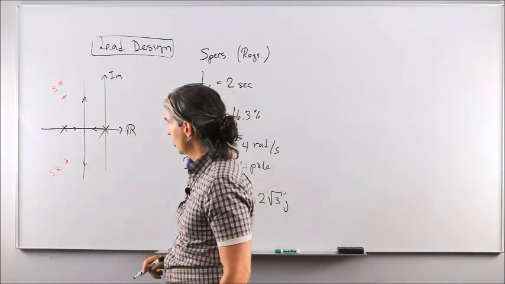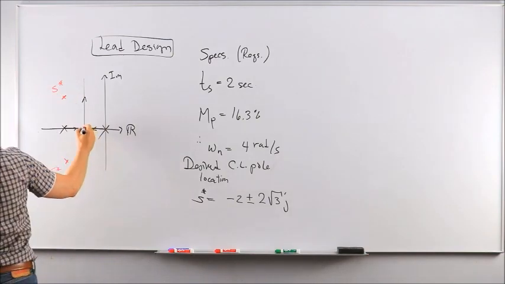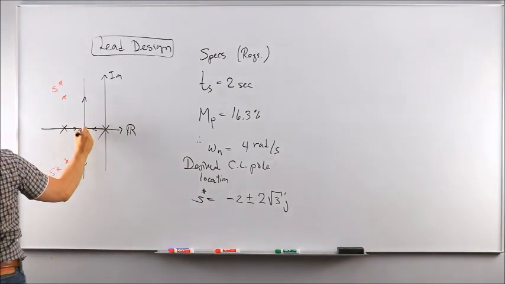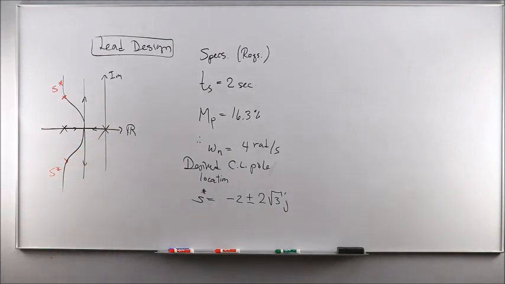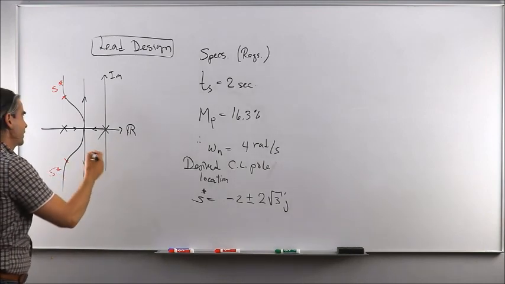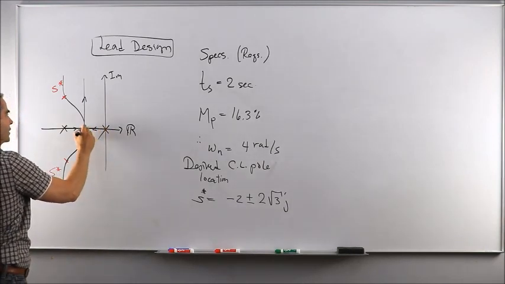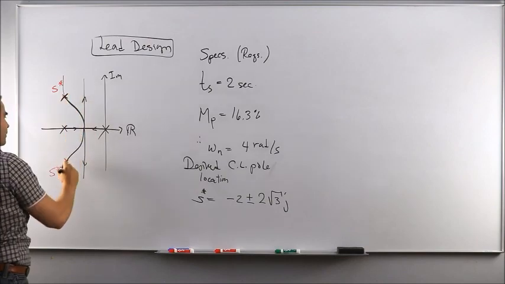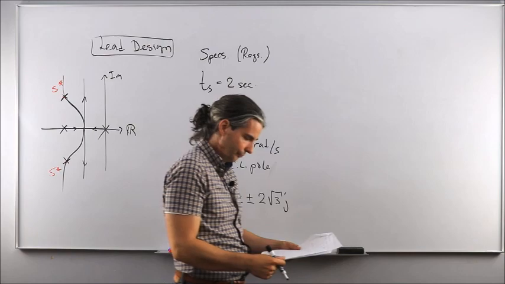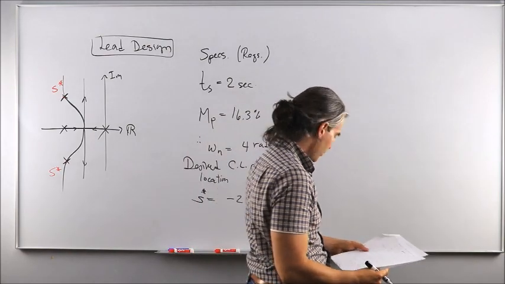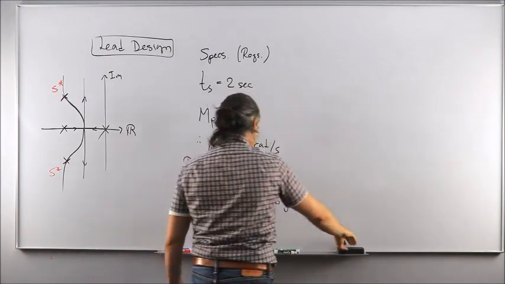So I need to move my root locus further to the left. Or in other words, I'm going to need to bend those branches somehow such that they go through those two desired pole locations. And furthermore, I'm going to come in and design the gain of my compensator such that the poles exactly stop where I want them in the closed loop system. Okay, how do I do that?